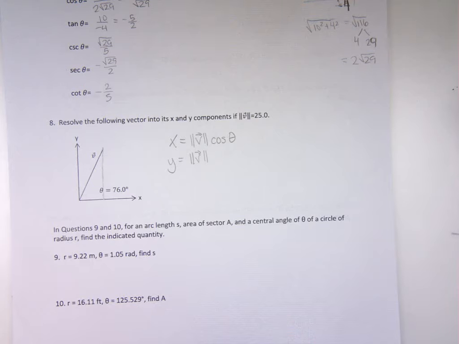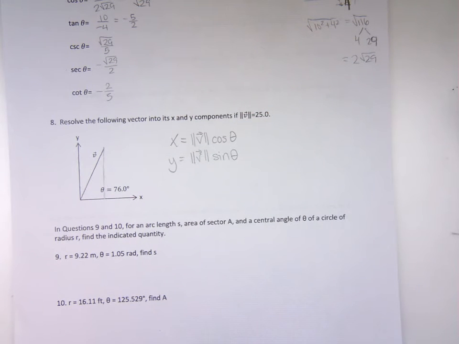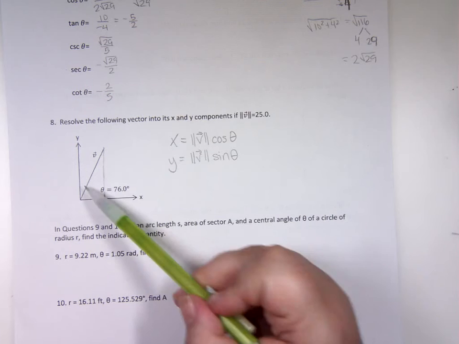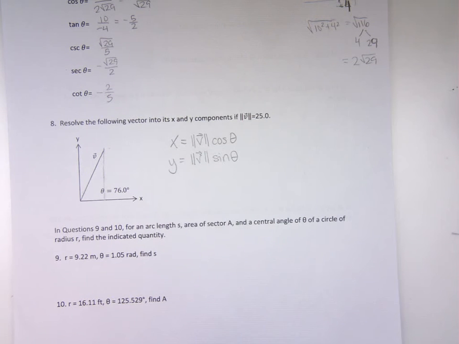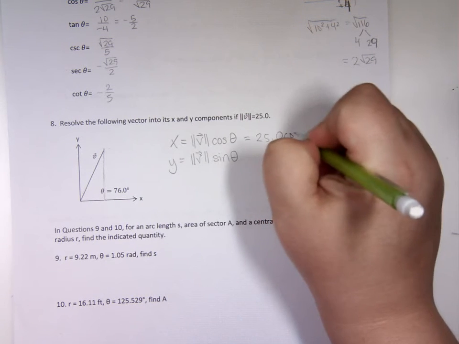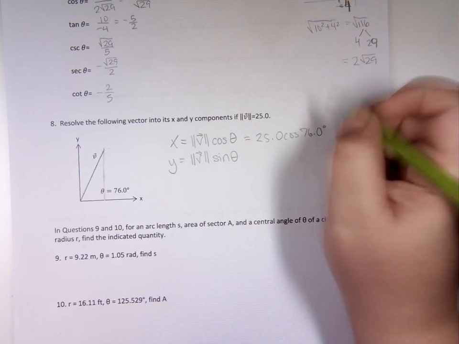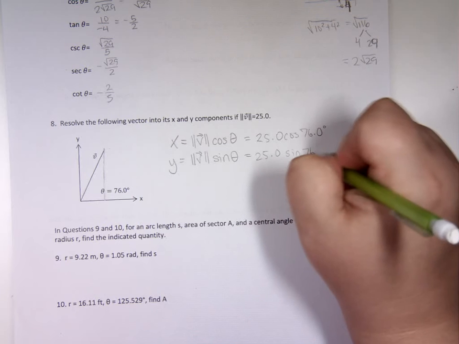We could call it the length. We could call it, oh, this is driving me bonkers. I'm sorry. We'll just call it an absolute value. It's a distance. It's a measurement. So it's basically the length of v times cosine of theta, or the length of v times the sine of theta. So this is going to be 25.0 cosine of 76.0 degrees. This is going to be 25.0 sine of 76.0 degrees.